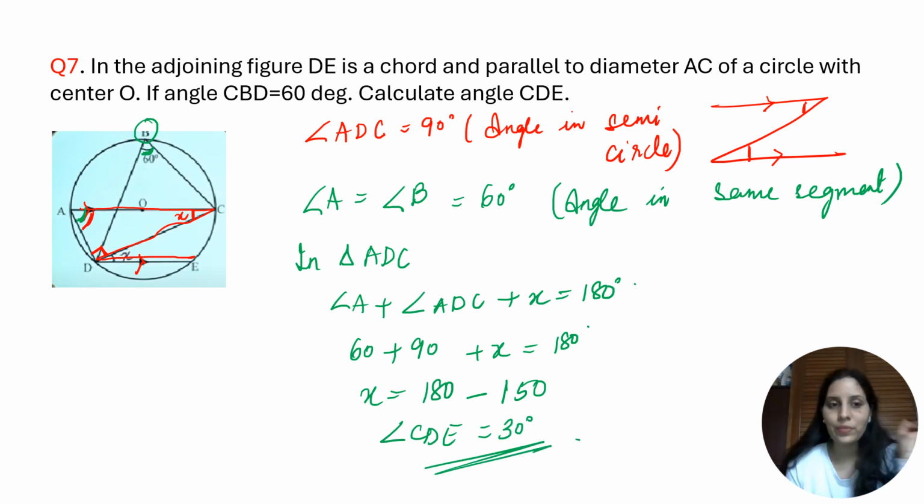Very simple. So if I don't get what to do next, I will reread the question and see what information is left. How can I use that information? Or sometimes you will have to do reverse calculation to get there.